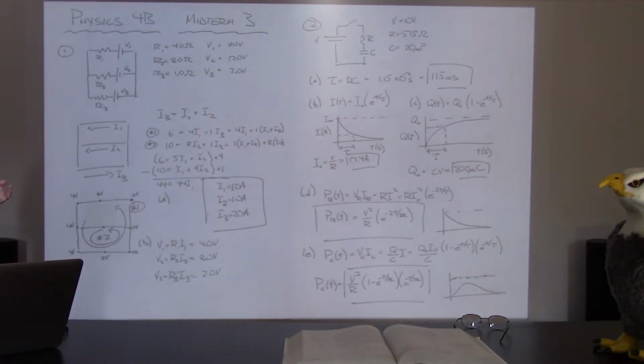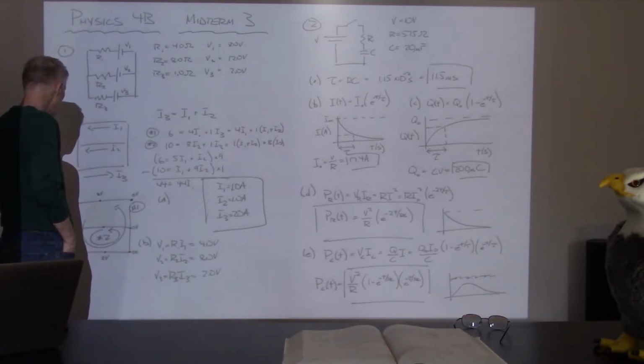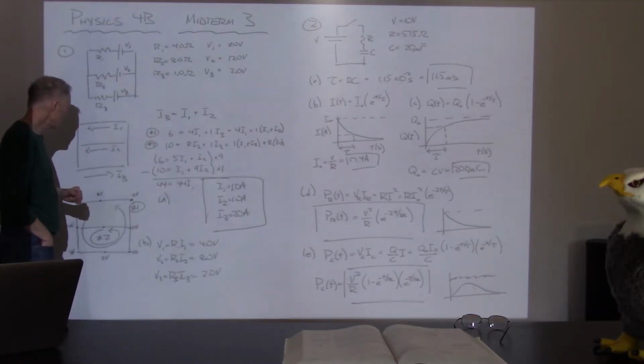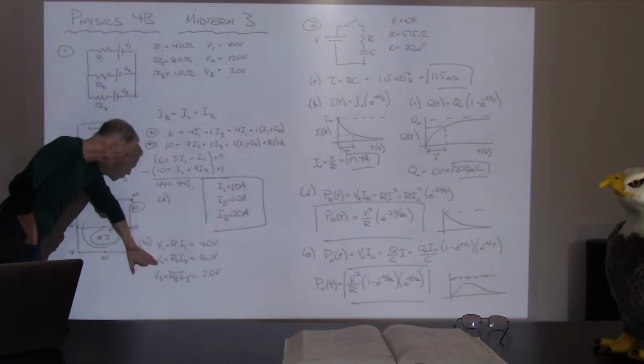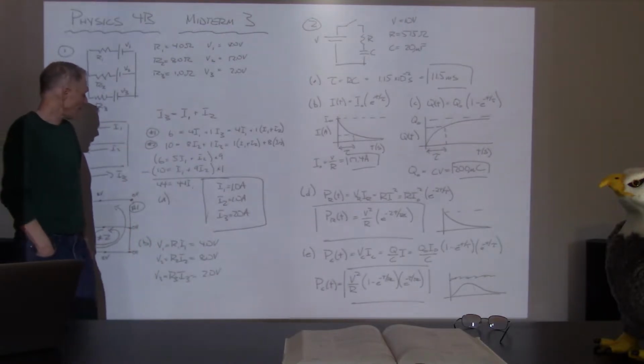And yeah, this was on a midterm, and so I tried to provide some fairly straightforward numbers so students wouldn't have to deal with crazy decimals. Anyway, then the question asks us to find what the voltage drops are across all the resistors. Well, we can do that.